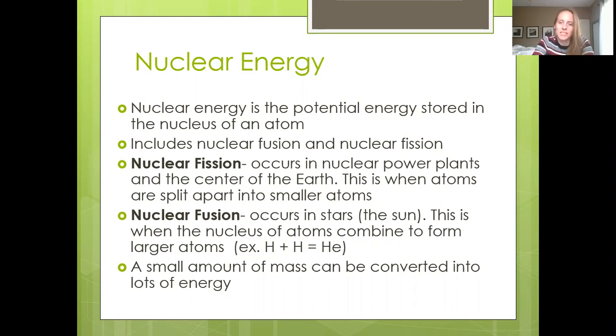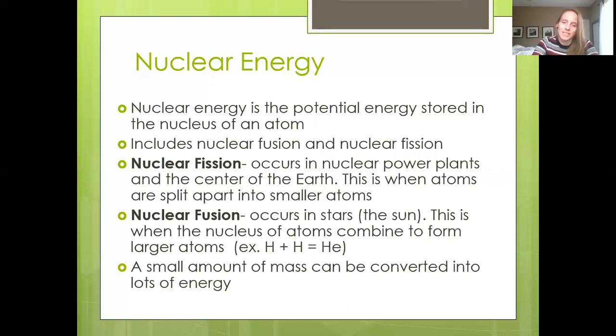Nuclear fission is the type of nuclear reaction that happens in like nuclear power plants, also happens at the center of our Earth. And this is when you take an atom, a large atom, usually like uranium or plutonium or something, and you split it into smaller atoms. So you're actually splitting the nuclei of the larger atoms into a whole bunch of smaller atoms.